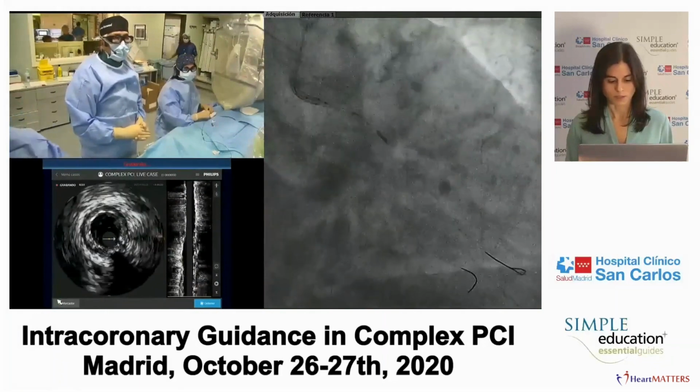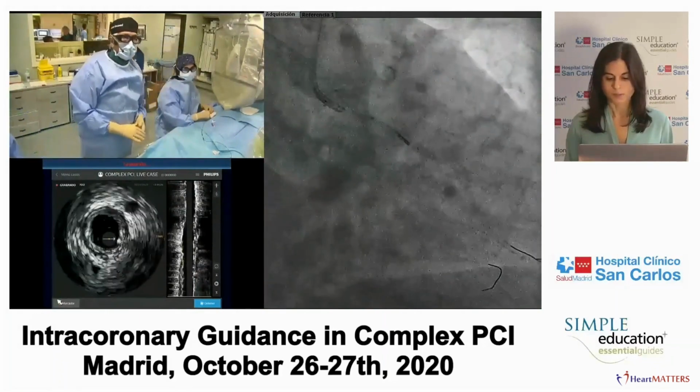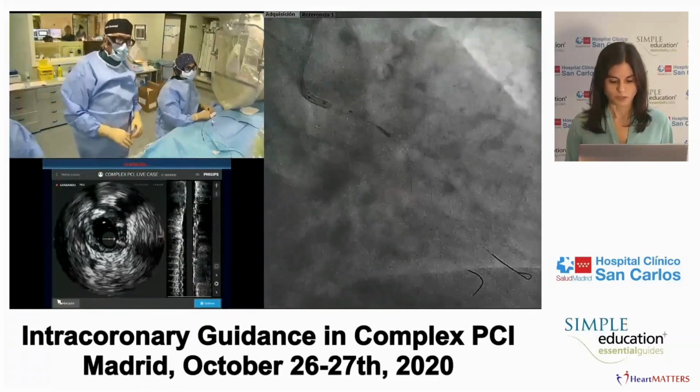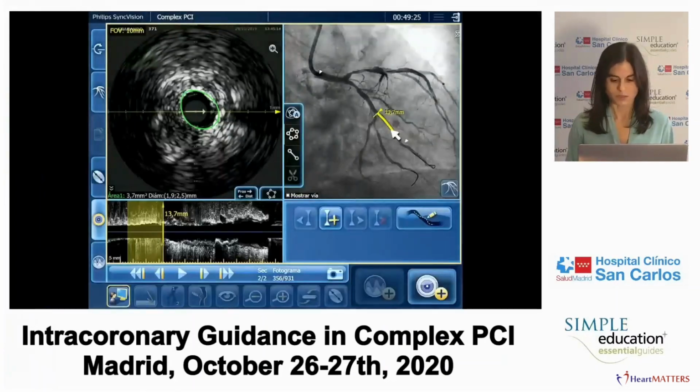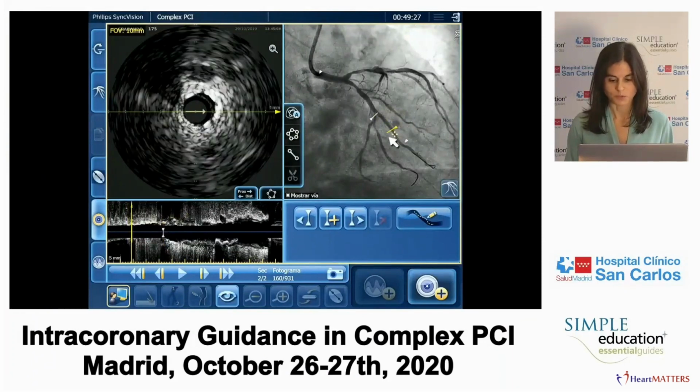This was the result by IVUS that looked very good, and this is the angiographic result. So of course now the question is, with this angiographic result, could you do something else in the branch? Are you happy and you just let it like this because it's not a big branch? What would be your strategy now with the branch?